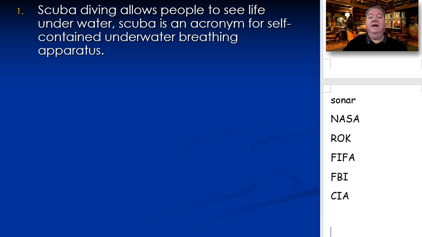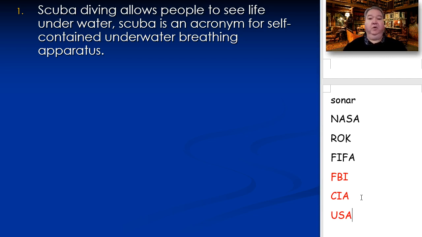Those actually aren't, because these are not pronounced like a word. We don't say "fbi" or "cia." We pronounce each letter individually. CIA, FBI. Same with USA. That is not actually an acronym. We don't say "usa." Okay?